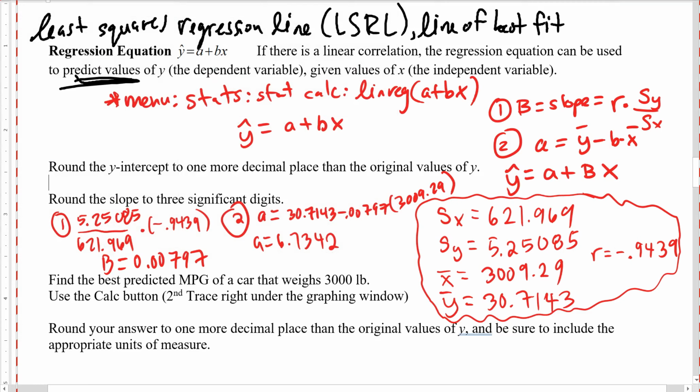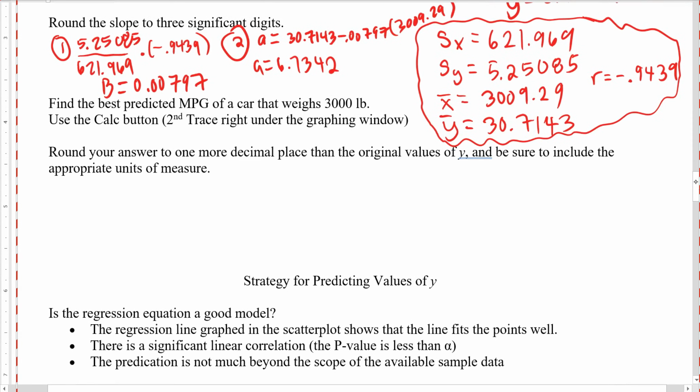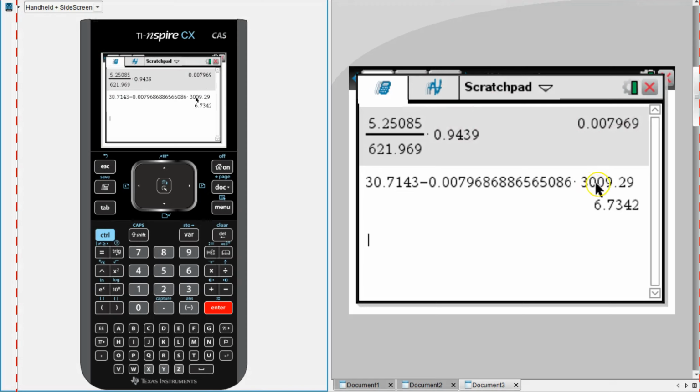All right, so basically what we have now is we can write the equation from this. Our y hat, also known as the predicting line, is equal to the y-intercept, 6.7342. And I thought that slope was supposed to be negative. I must have missed the negative. Let me double check.